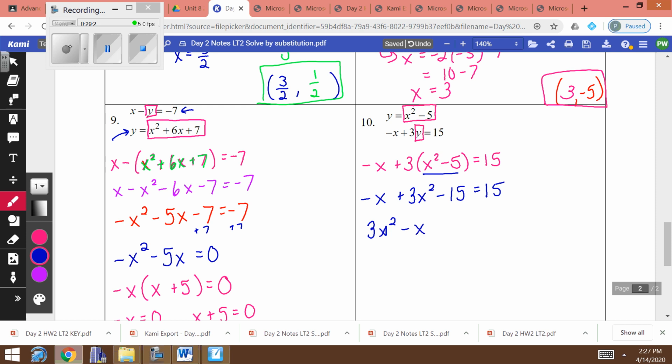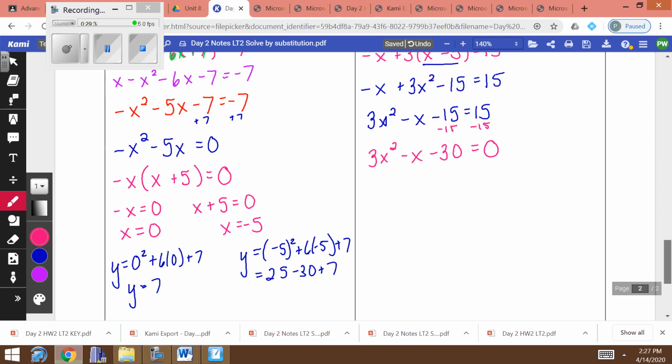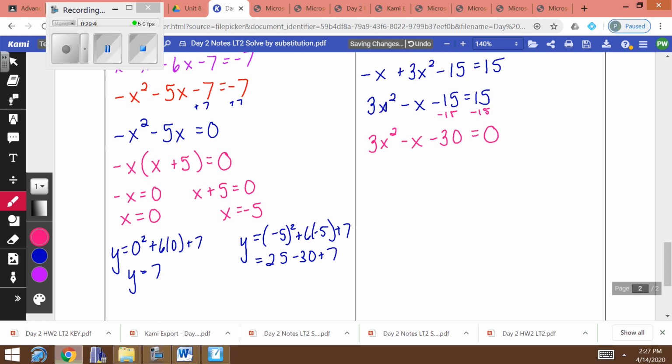Now be really, really careful right here. I tend to see a lot of people say, oh, there's a 15 on both sides. I can just cross those off. There's not, because if I subtract 15, we actually get 3x squared minus x minus 30 is equal to 0. So it is not just the 15s cancel out here.